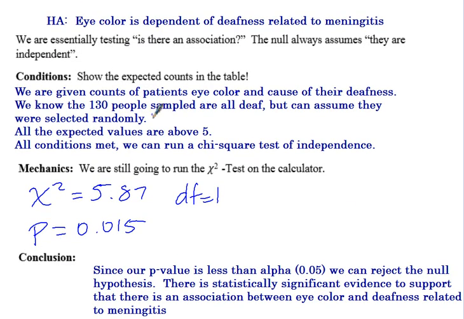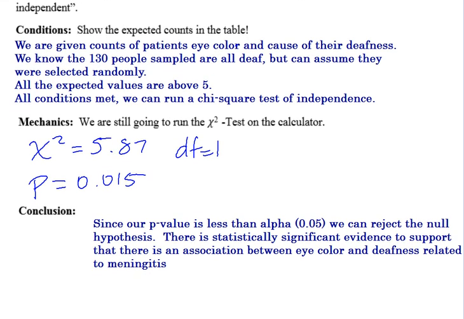Conditions are exactly the same. We still have the random condition. We want our expected values to be 5 or above. And then we still want to make sure that we have counts of data, or that we're using this categorical data. And so that's what we have. All those conditions are met.